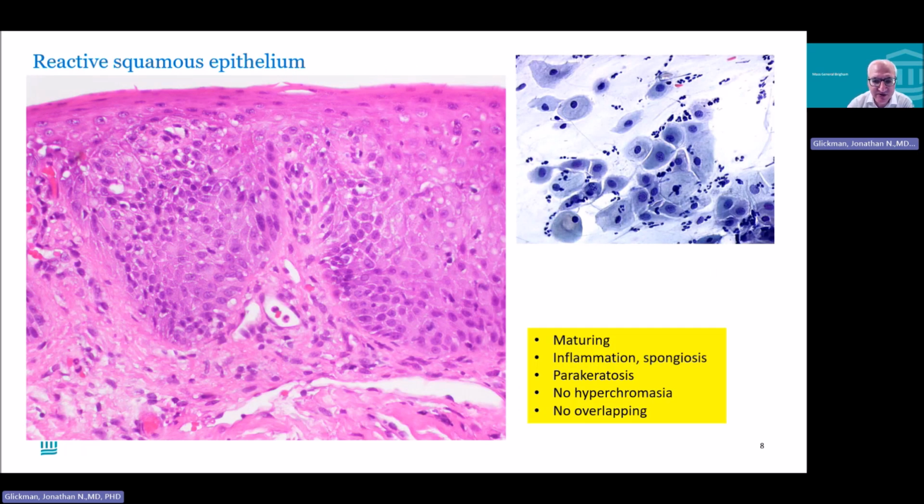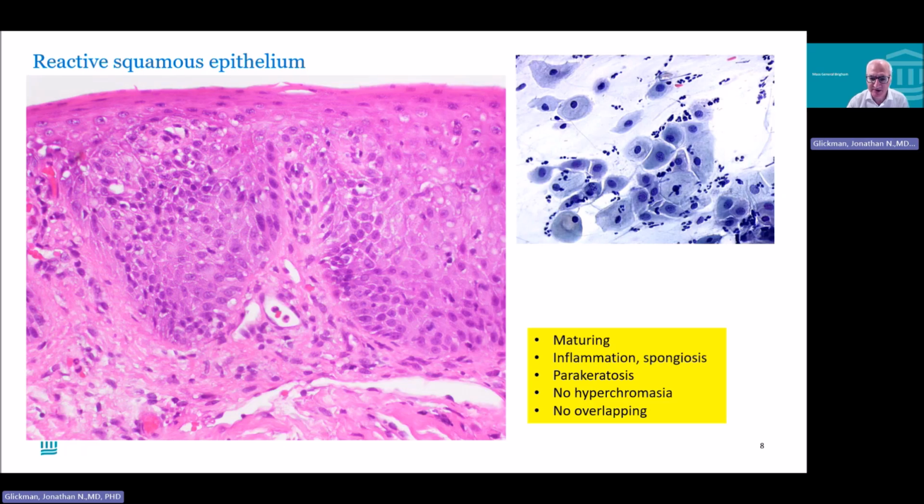So this is an example of reactive squamous epithelium. It's somewhat inflamed, but I think it has a number of features which are reassuring that there's no dysplasia. For one thing, it's a maturing epithelium. There is some degree of inflammation, some spongiosis and edema, a little bit of parakeratosis at the surface, but there is no significant nuclear hyperchromasia. The nuclei are relatively even, they're not overlapping. And so this is relatively orderly.